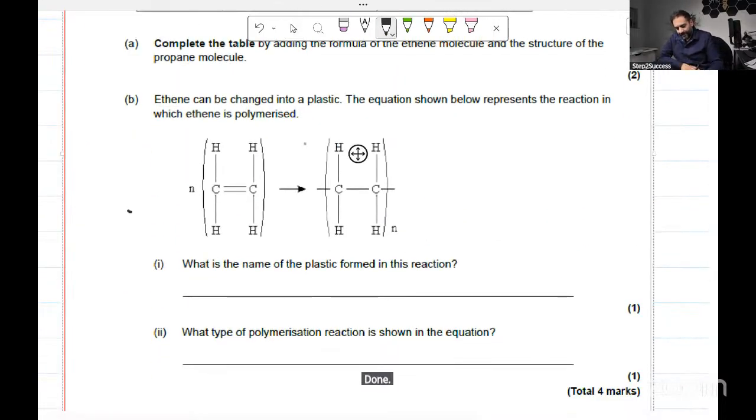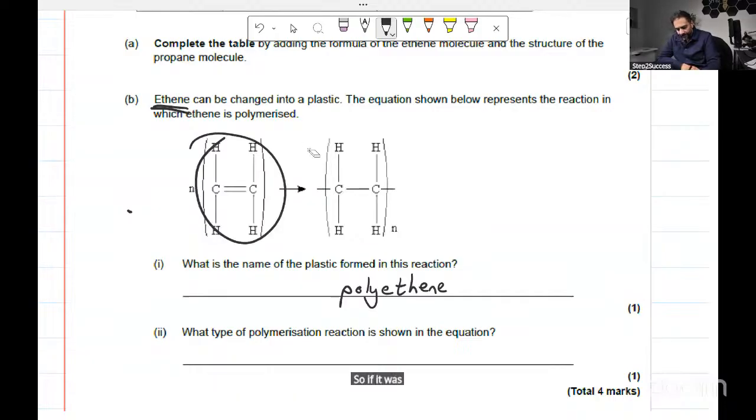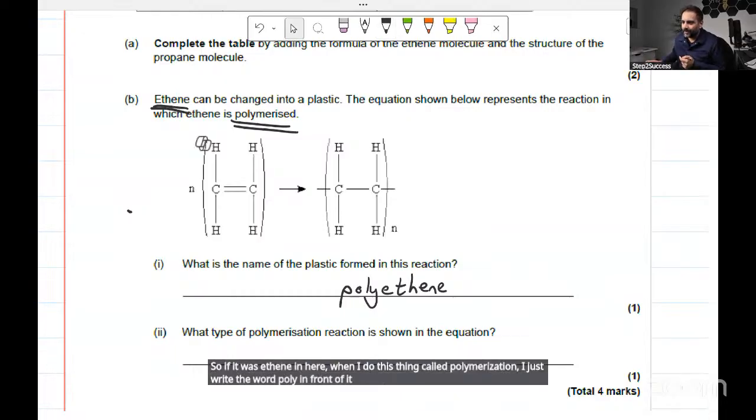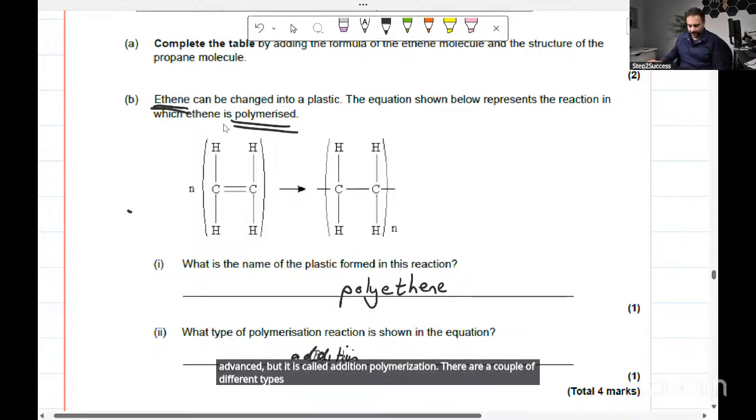Right. What is the name of this plastic? So when you do this thing called polymerization with an alkene, all you do to name the thing that's formed is put the word poly in front of it. So if it was ethene in here, when I do polymerization, I just write the word poly in front of it, and that's the name of it. What type of reaction is shown in the diagram? Okay, you wouldn't know this, but it's called addition polymerization. This is a little bit advanced, but it is called addition polymerization. There are a couple of different types, which you will come to if you haven't done already.